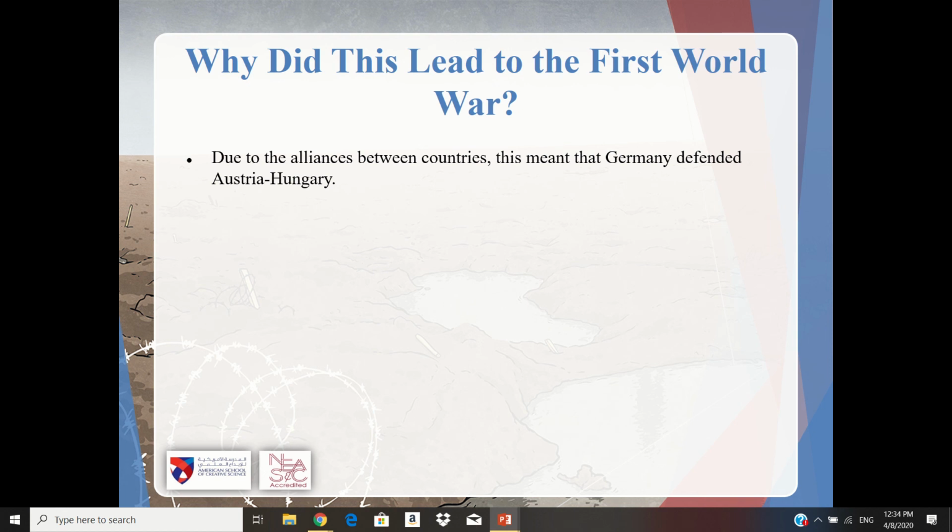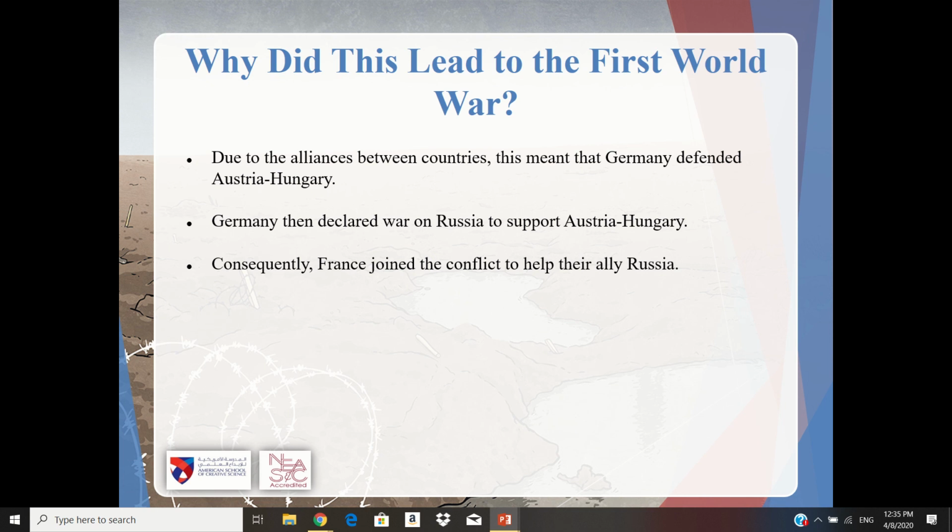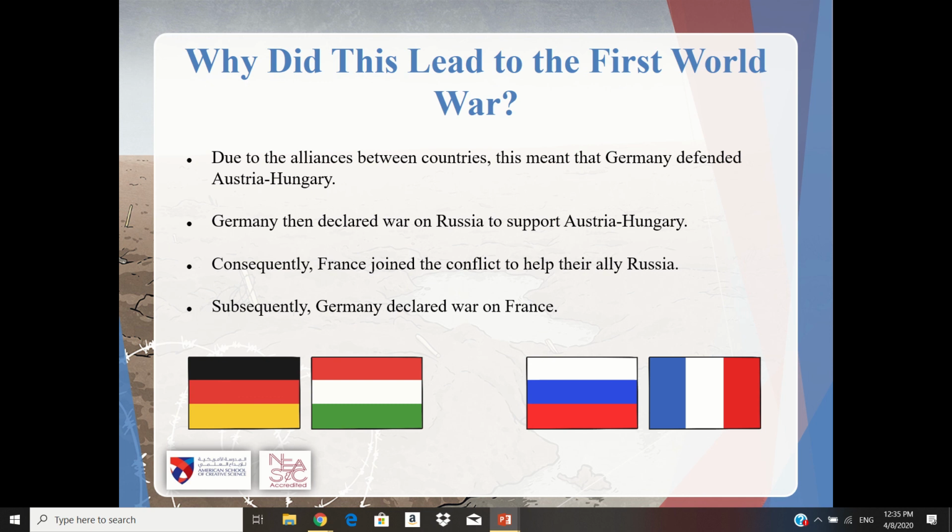Due to the alliances between countries, this meant that Germany defended Austria-Hungary. Germany then declared war on Russia to support Austria-Hungary. Consequently, France joined the conflict to help their ally Russia. Subsequently, Germany declared war on France. So as you can see, it's all about the alliances. It made all of the countries go to war together because they were allies.